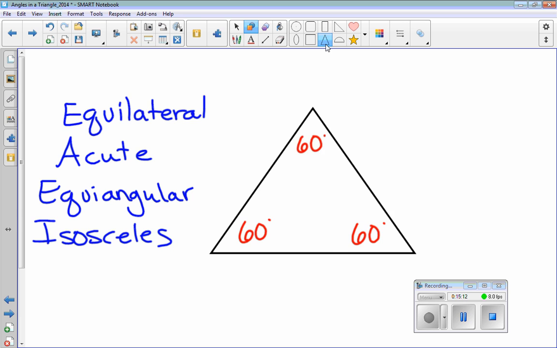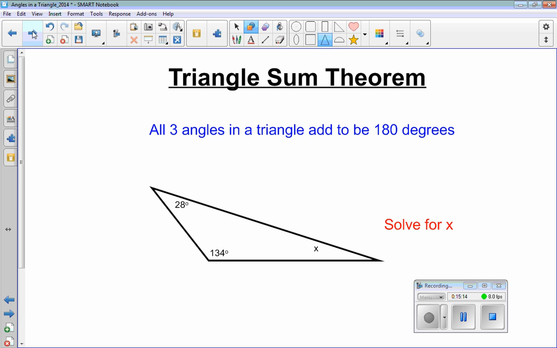Okay. If you turn your foldable up to the next page, be careful when you fold it up because you don't want to crinkle your triangles here. You want them to stay folded. But only on the top here, you're going to label it Triangle Sum Theorem, and I want you to put this example right there on the top.